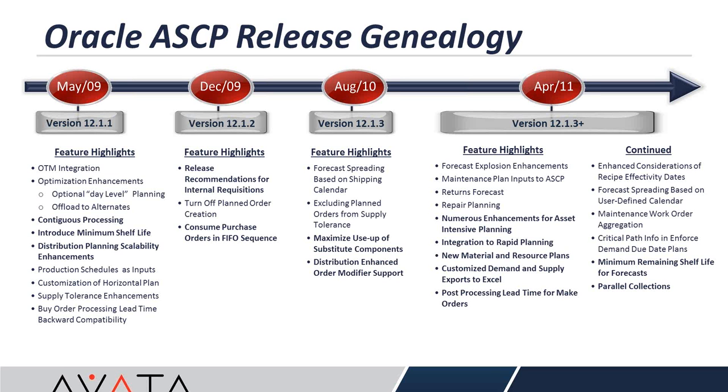12.1.3, substitute components. Some really good enhancements that Kurt's going to talk about in detail. 12.1.3, and then some of the sub-releases. This was really big on introducing some of the new industries around complex maintenance repair orders and asset-intensive planning. So that brought in a lot of enhancements as well as integrations into things like Primavera. There's a lot of great things in this release. It also introduced the integration to rapid planning, which Kurt's going to talk about as well, and the new material and resource plan, which you think is good here, it gets even better at 12.2.5.